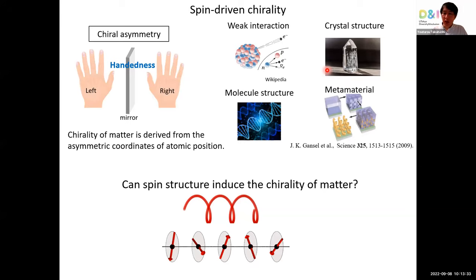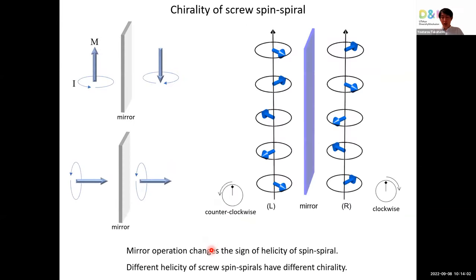Usually the chirality of matter is derived from the asymmetry of coordinates of the atomic positions. So our question is, can the spin structure induce the chirality of matter? The answer is yes. Similar to the helix or spring, the screw type spin structure has a chirality. Okay, let's check the asymmetry arising from the screw spin structures.